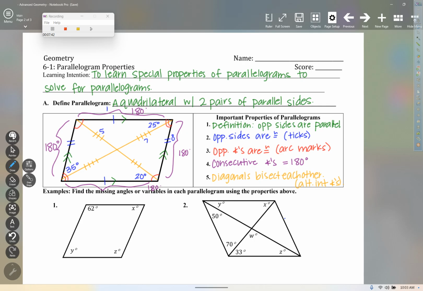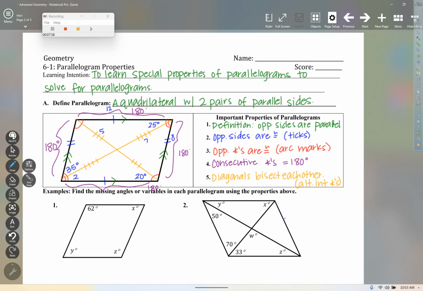Well, something that I know is that I have alternate interior angles. So this 25 is also equal to the bottom right corner. And this 35 is equal to this side of the angle. Then if I go searching over here to the 20 degrees, I can say, oh, I know that's alternate interior angles.